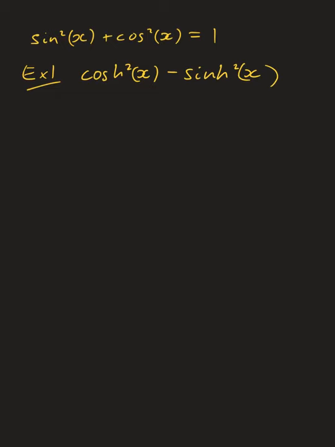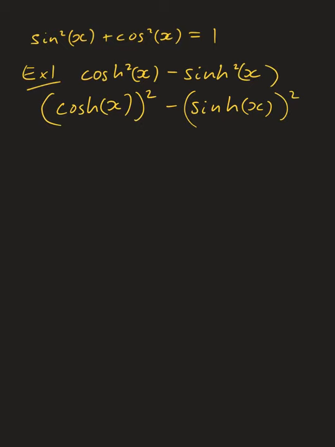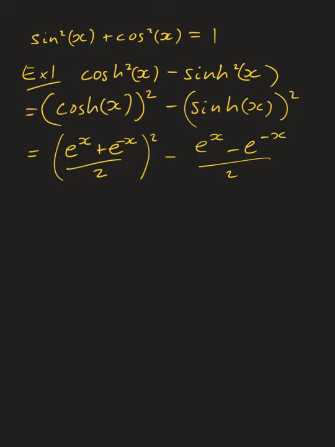So cosh squared of x is cosh of x to be squared, and similarly for the hyperbolic sine. So we can put our definition straight in there. That's equal to e to the power of x plus e to the power of minus x over 2 to be squared, minus e to the power of x minus e to the power of minus x over 2, also all squared. So we multiply this all out. The top squared over the bottom squared.